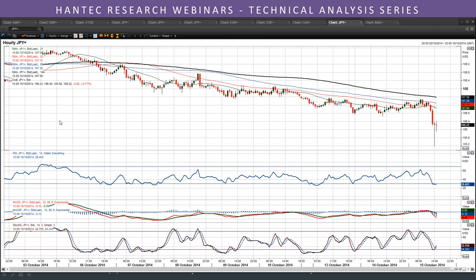Ultimately, I still think that dollar yen is a medium-term buy. I've been looking for a buy signal. Obviously, we've had this volatile move today. This is on the hourly chart. So unfortunately, we have to go through.